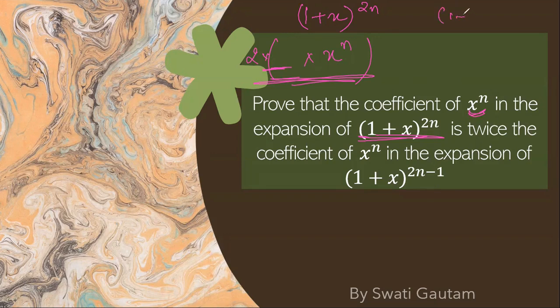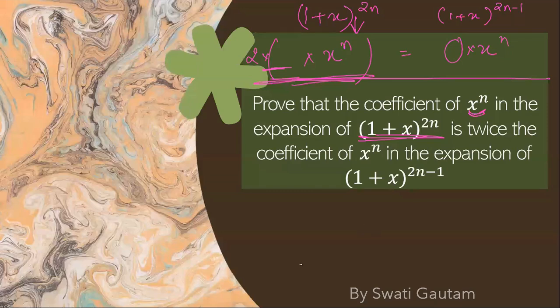So there are two expansions in the question. One is (1 + x) raised to the power 2n, and the second one is (1 + x) raised to the power 2n minus 1. Both are asking you the coefficient of x raised to the power n, and they are saying that the coefficient of x raised to the power n will be twice. So they want 2 multiplied, meaning twice, the coefficient of this one, right? They want it like this. So let's solve the first expansion, then we will move to the second one.